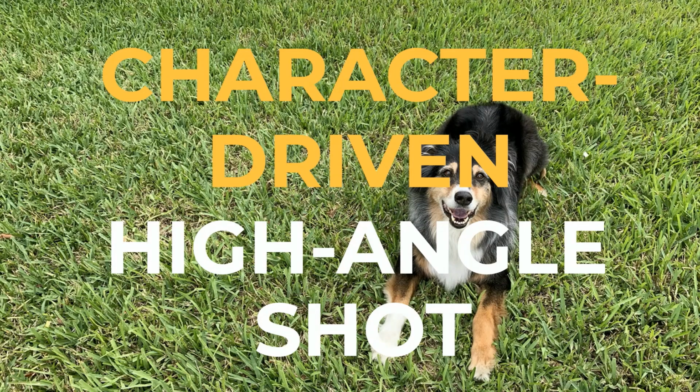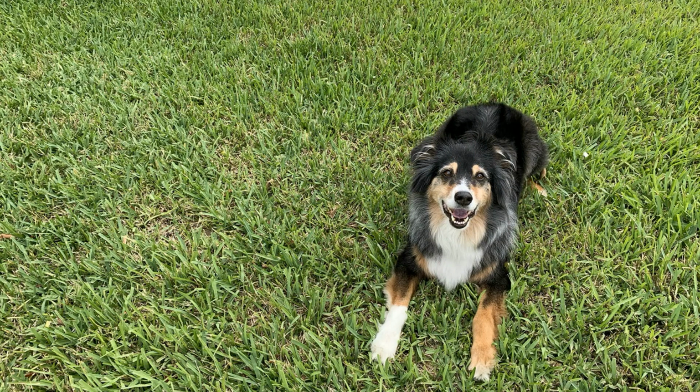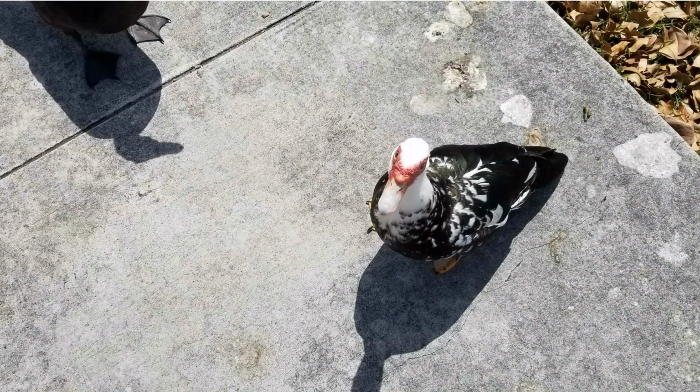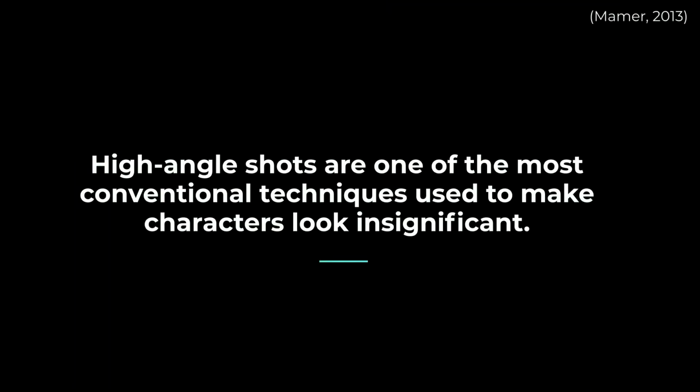The character-driven high angle shot can convey a character's vulnerability or emphasize danger. The camera angle makes the character appear smaller and weaker, and is commonly used to show when characters are in jeopardy. High angle shots are one of the most conventional techniques used to make characters look insignificant.